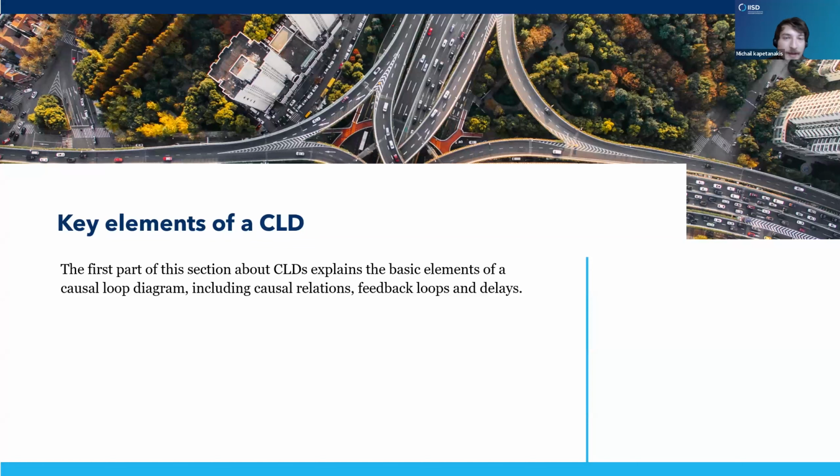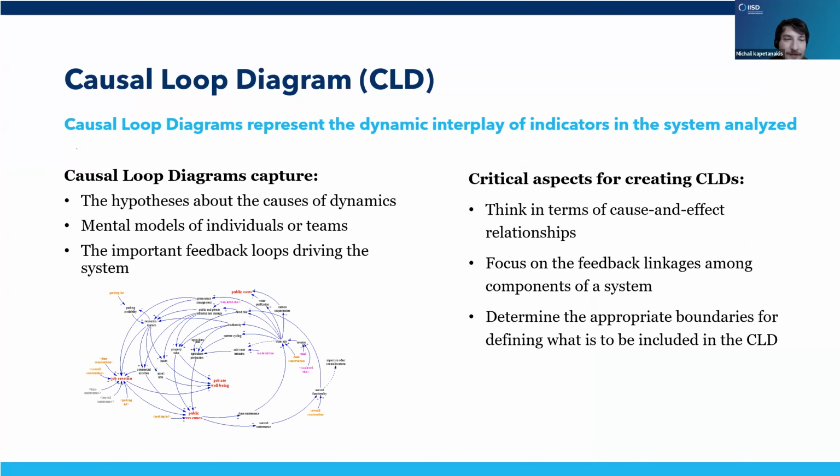So again, the first part of this section is about causal loop diagrams, and we'll look at the basic elements of causal loop diagrams that include feedback loops, delays, and so on. Before we do that, we need to explain what is the main aim of causal loop diagrams, which are systems maps again.